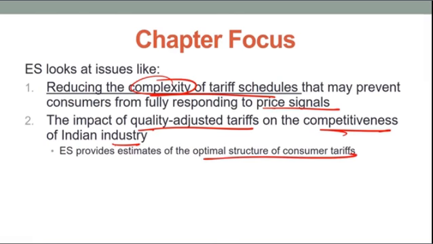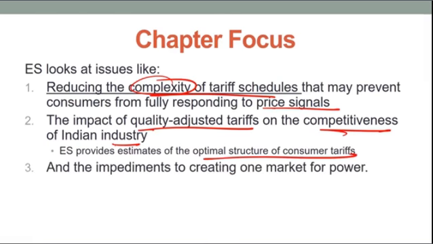Optimal structure of consumer tariff is again provided by the economic survey. We will see that as well. One market for power is something we want to create. What the obstacles are there is another focus.